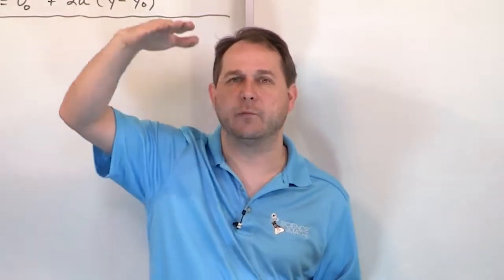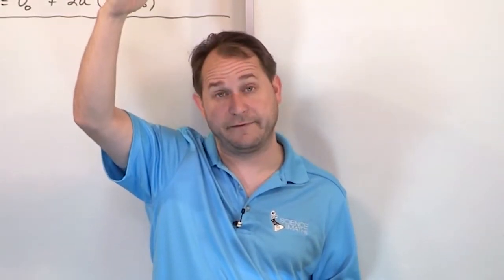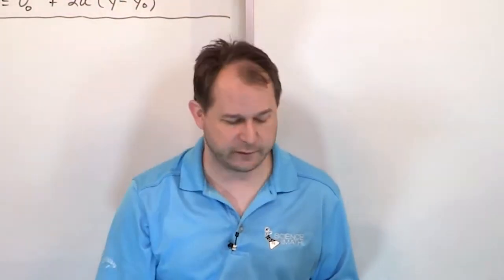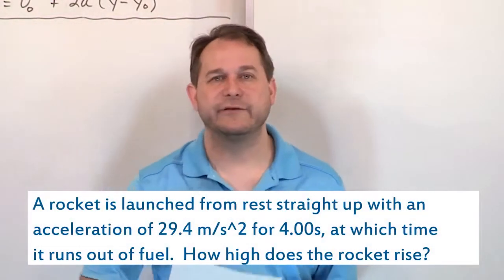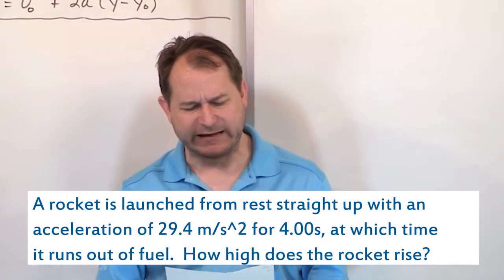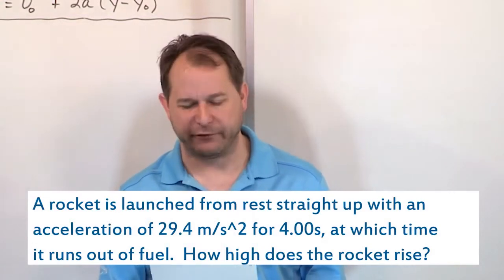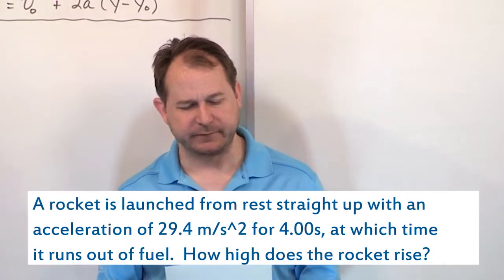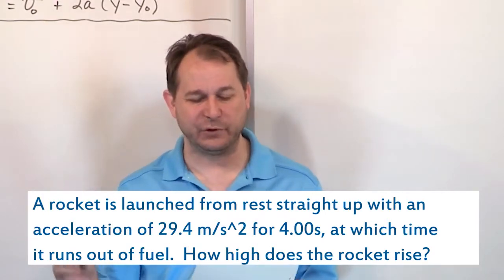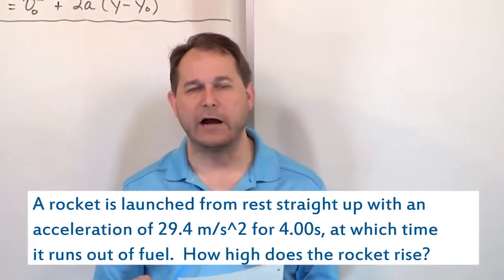and then the rocket will continue to rise until it stops because of gravity, and then it will just accelerate down. So we say a rocket is launched from rest straight up with an acceleration of 29.4 meters per second squared for 4.00 seconds, at which time it runs out of fuel. How high does the rocket rise?